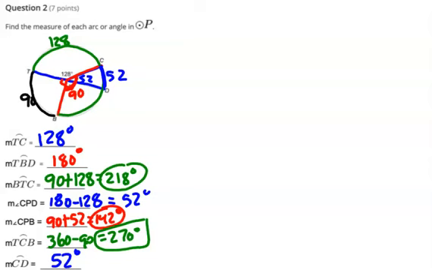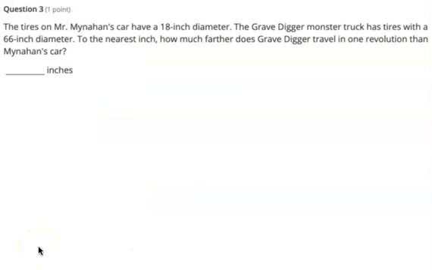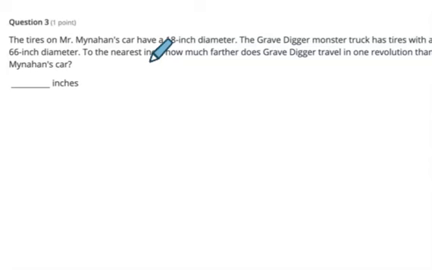All right, moving on. Tires on Mr. Monahan's car have an 18-inch diameter. The Gravedigger monster truck has tires with a 66-inch diameter. To the nearest inch, how much farther does Gravedigger travel in 1 revolution than Monahan's car? If the wheels spin once, you're going to travel whatever the circumference is. And the circumference is just going to be equal to pi times the diameter.